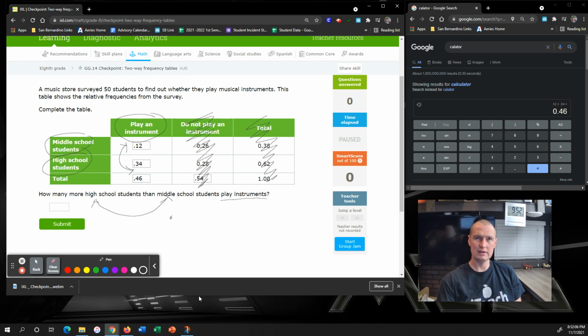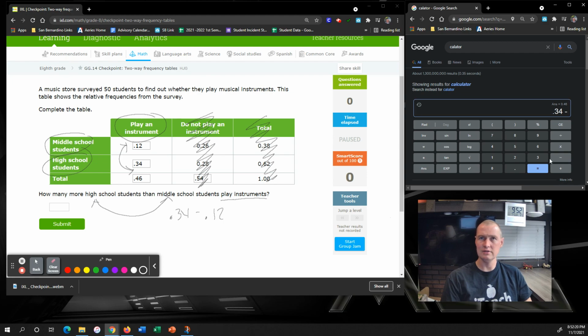Because it says how many more high school students play than middle school students, just subtract the two. So we're going to subtract the high school students with the middle school students. So we're going to subtract 0.34 minus 0.12. And again, use that handy dandy calculator. We got 0.34 minus 0.12. And that's going to give us a result of 0.22. All right. And we're just going to go ahead and plug in the 0.22.